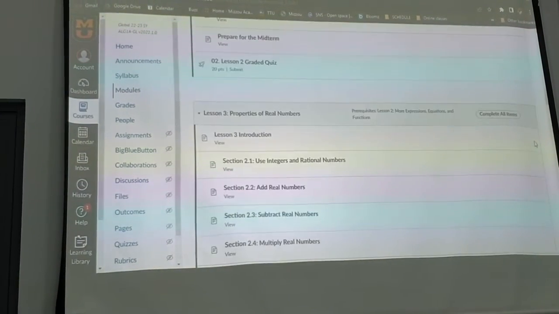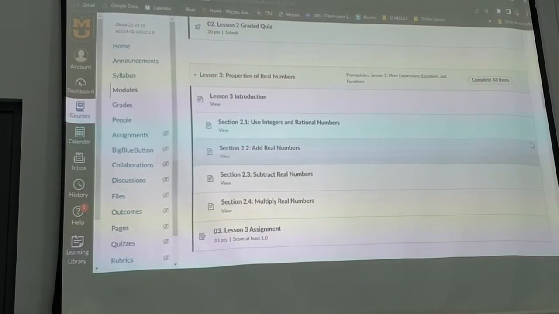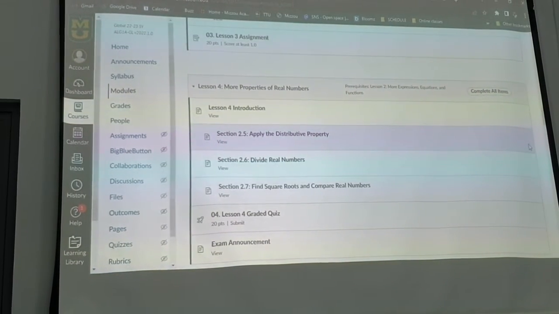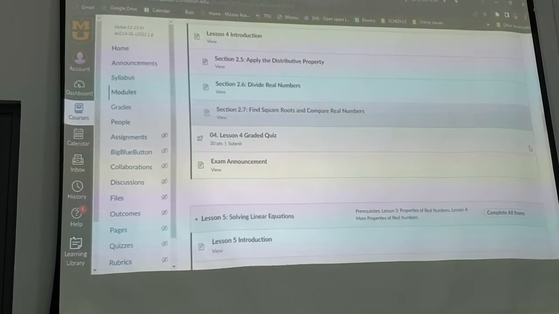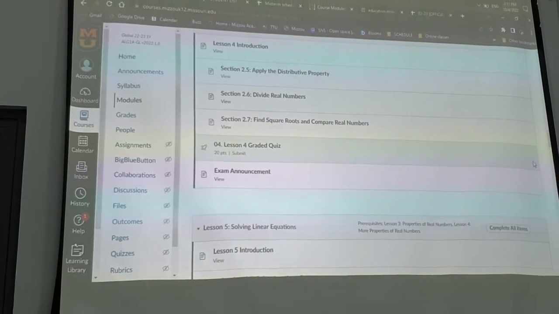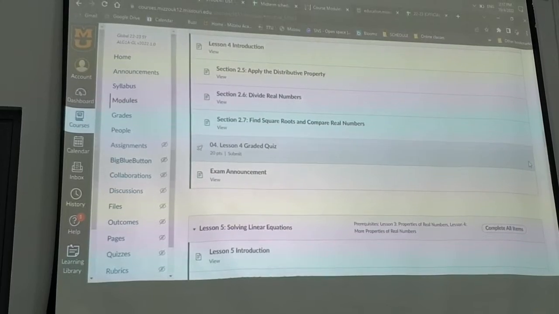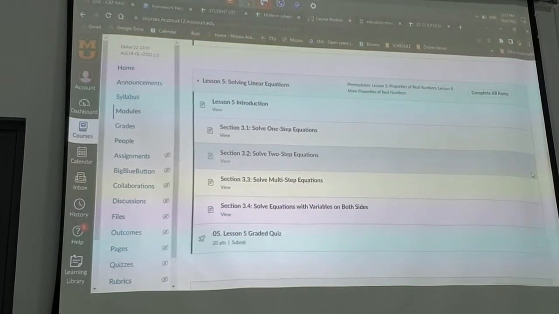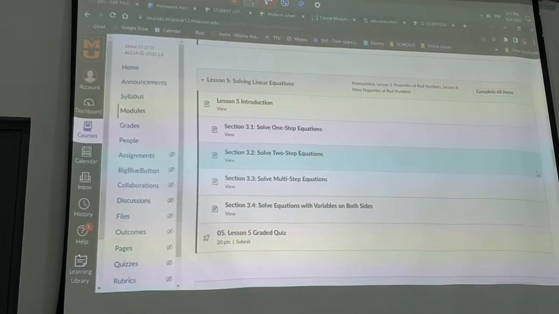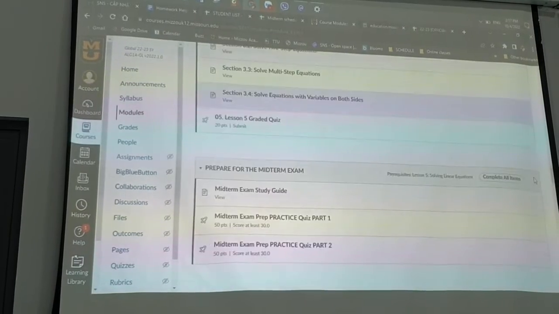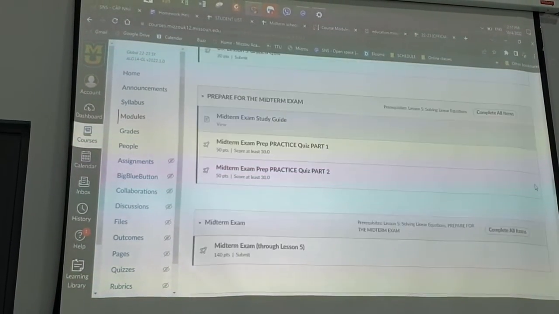Lesson 3, rational numbers, real numbers, okay? Lesson 4, which one would you like to see a sample of, like the last music one? Hopefully you can see a hard one too. Lesson 5, that's basic equations, okay? Midterm, just exams.